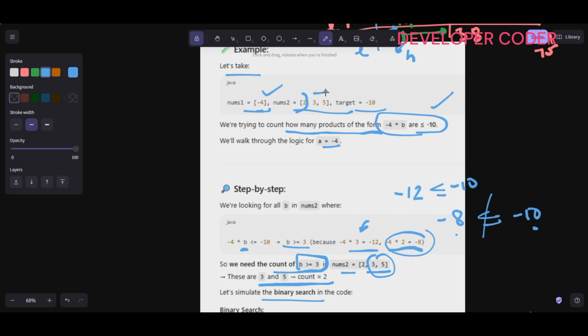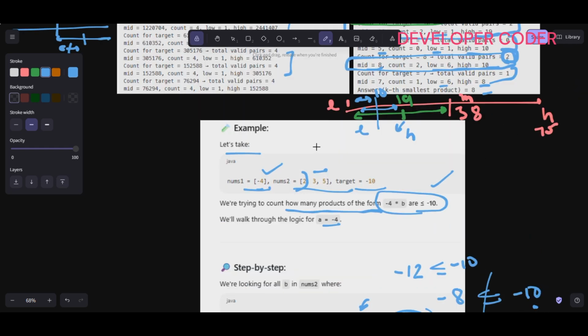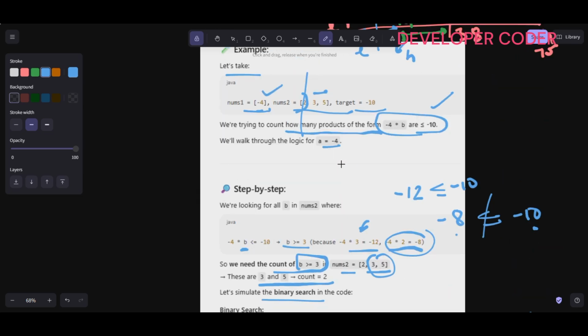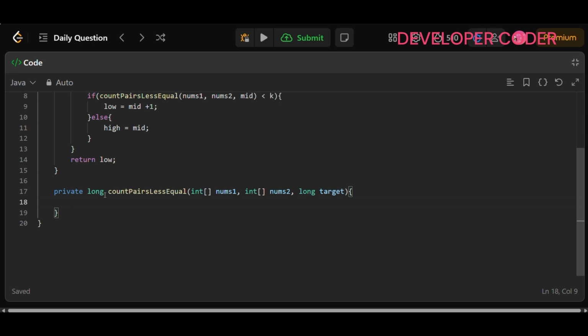So in this we need just this, okay. So what we are doing, the total length comes to nums2.length minus left, okay. So until here we are just stopping, so we are going to get 2 value pairs, okay. So let's write the code, very simple, nothing complex, okay. You just have to practice it by yourself also one more time. The code is very simple.